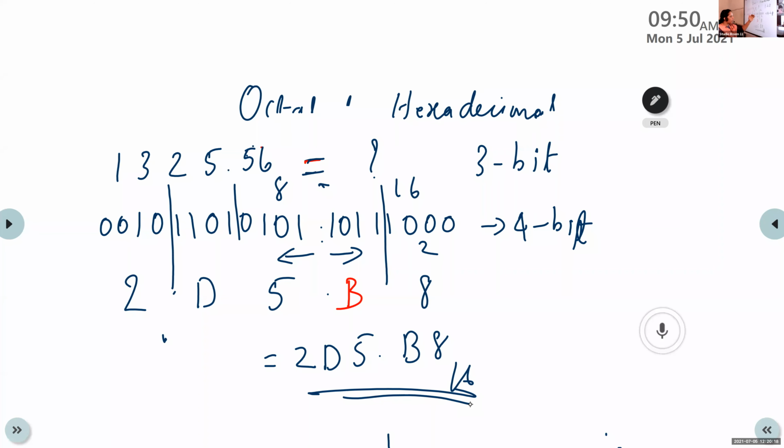Then write the corresponding hexadecimal number using 4-bit table. For 1000, the hexadecimal value is 8. 1011, its value is B. Then 0101, it's 5. 1101, it is D. 0010, it is 2. So the final answer is 2D5.B8. Is it clear? Is it clear? Okay, you respond.